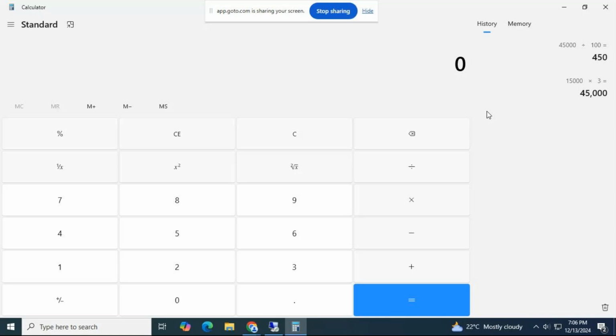Yes, ma'am. So the value of a land is 5 lakh. That 5 lakh is increasing by 7%. So I'll take 5 lakh, 7, divided by 100. So 35,000.